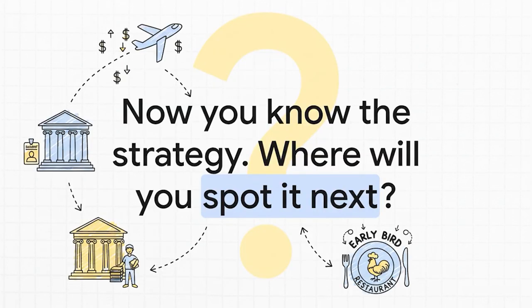And now that you know the playbook, I promise you, you're going to start seeing this everywhere. Airline tickets, student discounts, early bird specials at restaurants. It's all the same strategy, just wearing a different disguise. So the next time you see two different prices for the exact same thing, you'll know what's really going on. The only question is, where are you going to spot it next?